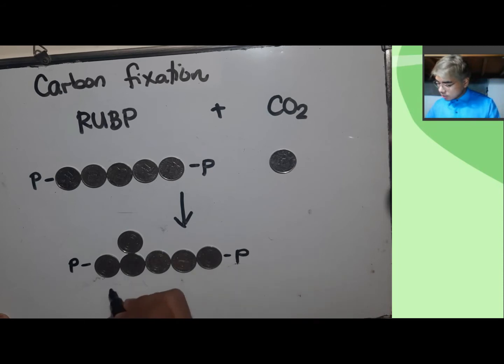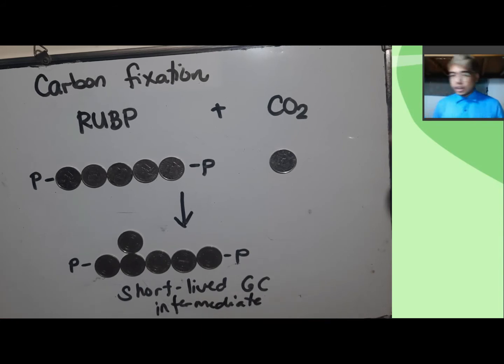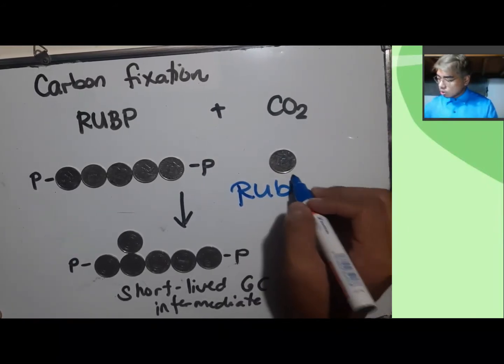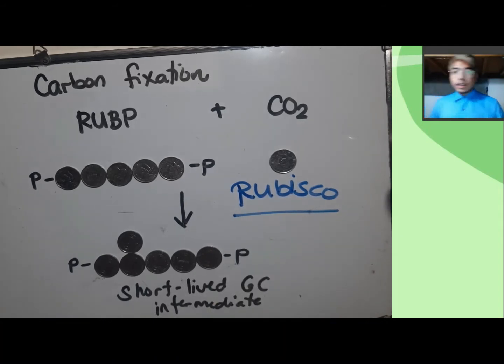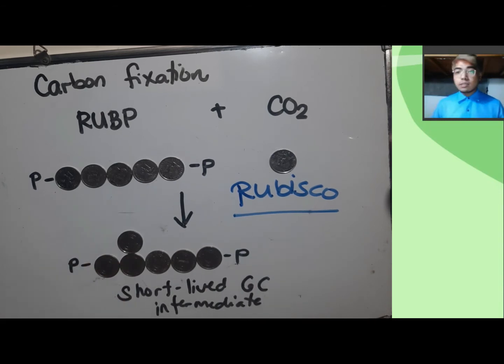So this is now known as the short-lived 6-carbon intermediate. Why is it on carbon number 2? Since there is only available space after the enzyme known as Rubisco has done its job. Rubisco is the enzyme that is responsible for the attachment of the carbon dioxide to the RuBP. Rubisco stands for ribulose 1,5-bisphosphate carboxylase oxidase.